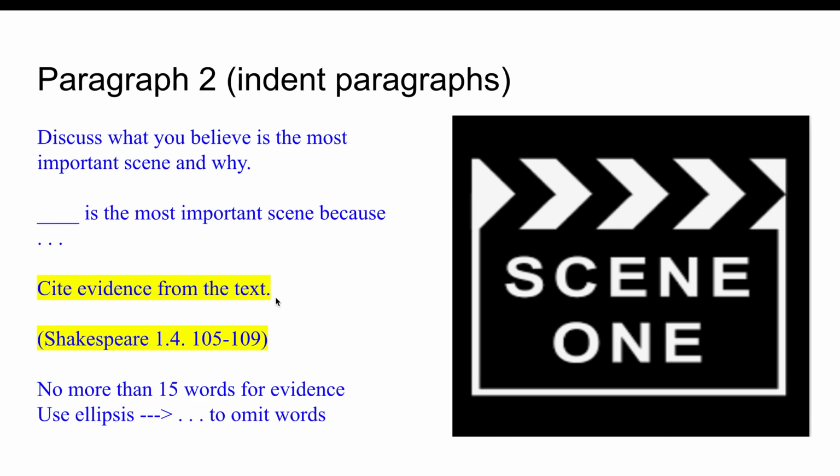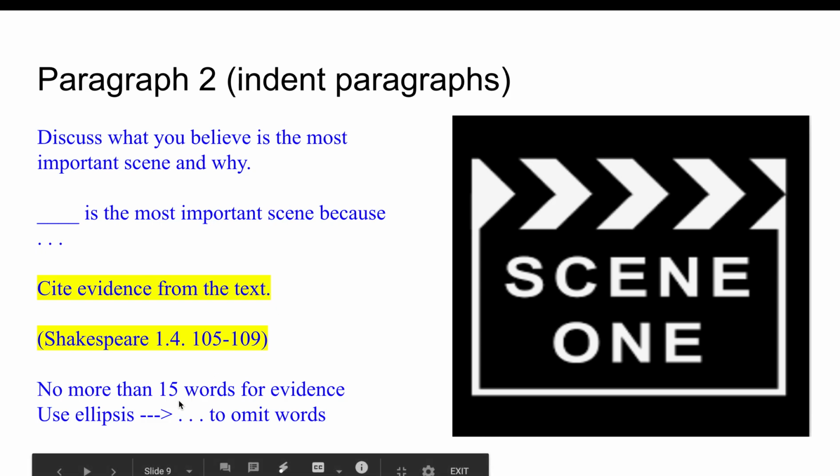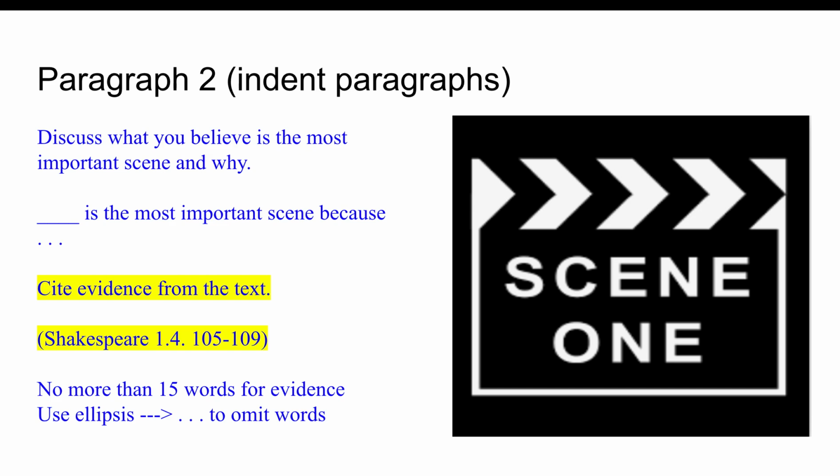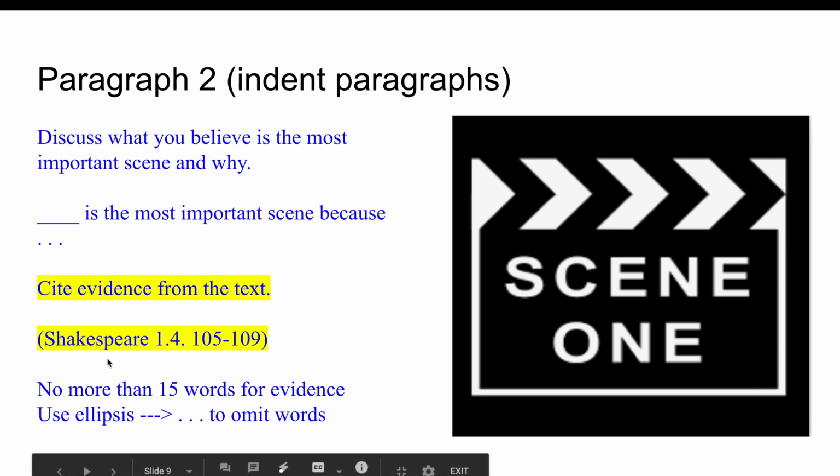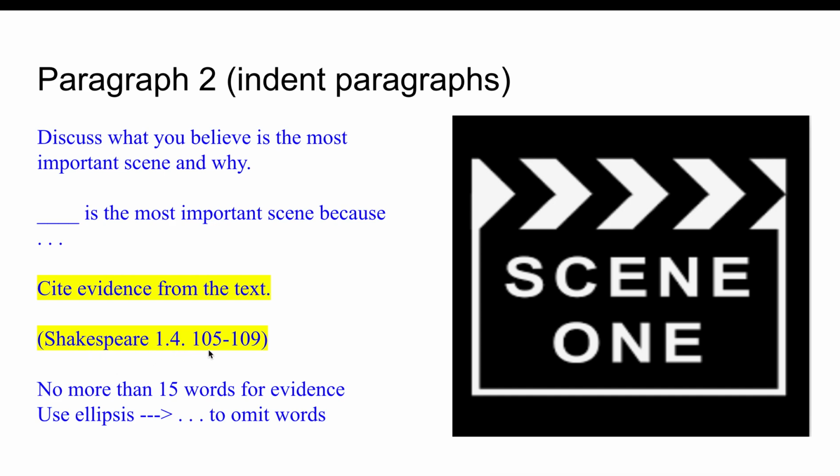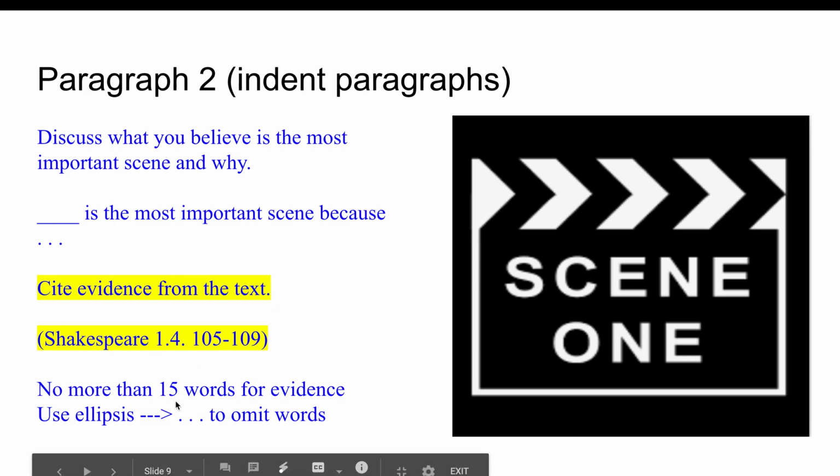Now, this is not about you copying scenes to take up your word count. Your scenes should not be more than 75 to 100 words. Tell what happened in the scene, but if you have written a majority of the text to tell what happens, you've exceeded your count. So make sure you do not use all of your word count to tell what happens. Your work will be returned. Remember to cite evidence: author's name, Shakespeare, act number, scene number, line numbers. No more than 15 words to reference the text. Use the ellipsis if you want to omit words.